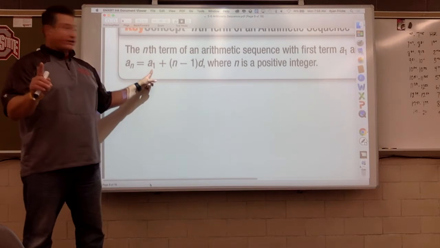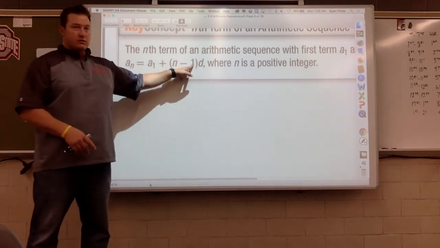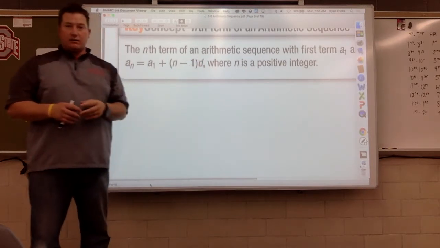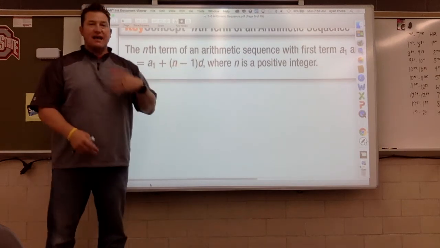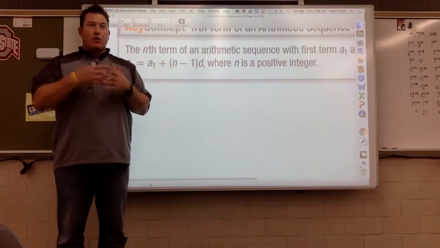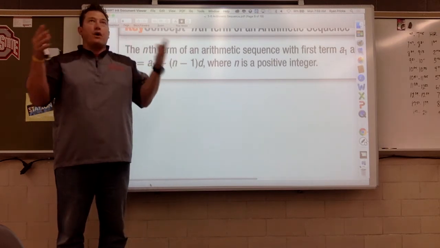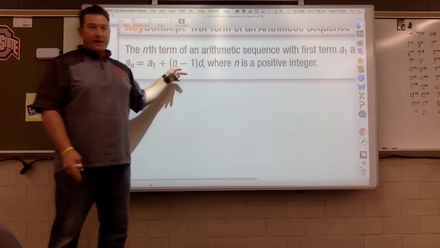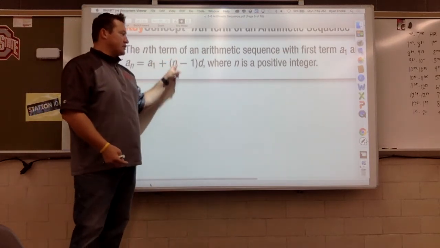A1, first term, plus this quantity n minus 1, and we're going to multiply it by d. Remember, d is the common difference. And guys, n just represents whatever term number we're trying to find. So if we were trying to find the 100th term, I would plug a 100 in here for that number. If we were trying to find the 28th term, I'm going to plug in a 28 here.